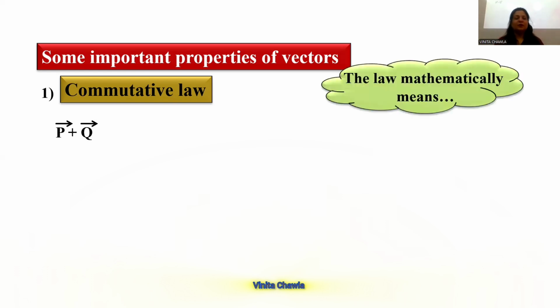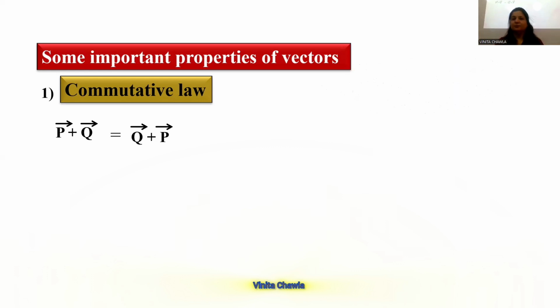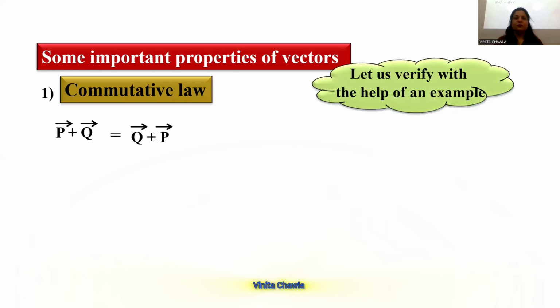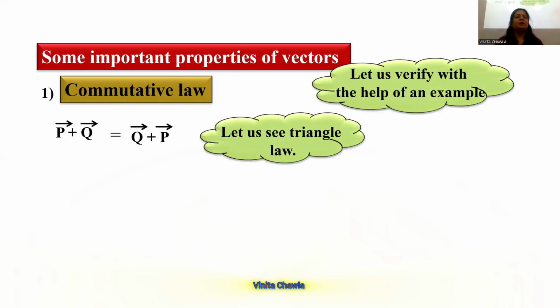So if we have two vectors, vector P and vector Q, and we are adding these two vectors, so vector P plus Q is equal to vector Q plus P. Whether we add Q to P or we add P to Q, hardly makes any difference. So vector P plus vector Q is equal to vector Q plus vector P. So let's verify this law with the help of an example. Let's see triangle law now.